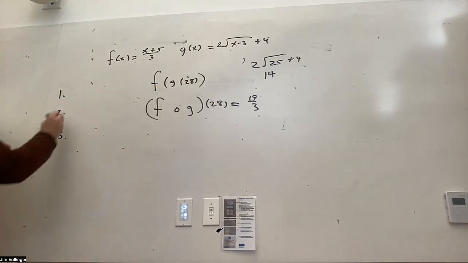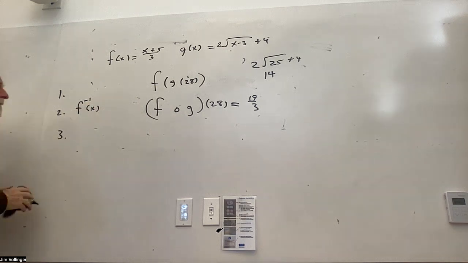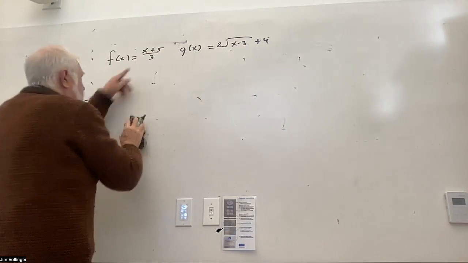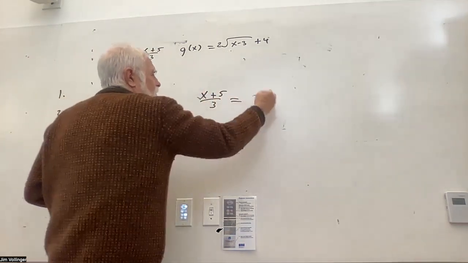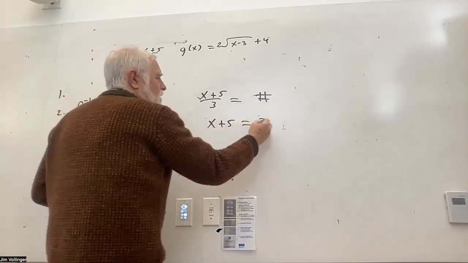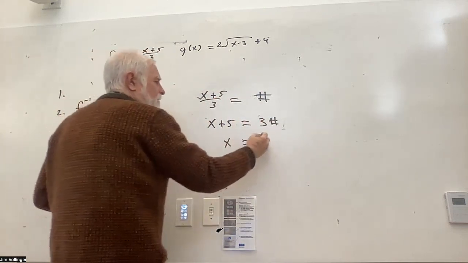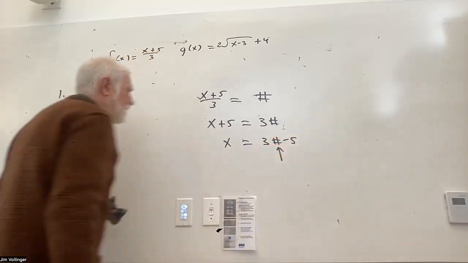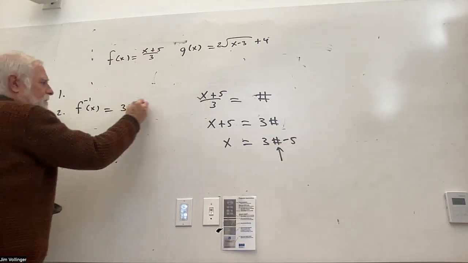Next one, let's do the inverse. The inverse of that. So we're going to set x plus 5 divided by 3. We're going to pretend we're solving it for a number. So what would you do? You'd multiply that number by 3 and then you would subtract 5. But we'll call this a function by replacing that number with the letter x. And so I've got 3x minus 5.